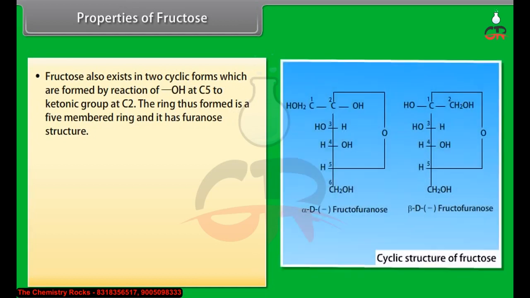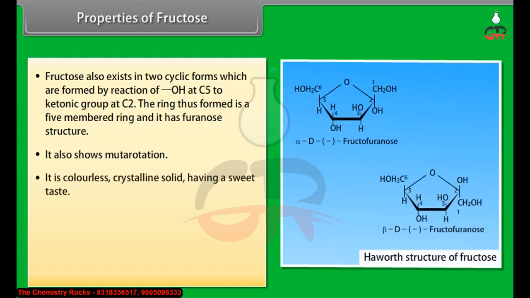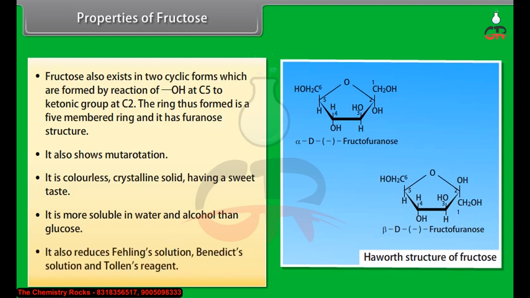It also exists in two cyclic forms, which are formed by reaction of the OH at C5 with the ketonic group at C2. The ring thus formed is a 5-membered ring and it has furanose structure. It also shows mutarotation. It is a colorless, crystalline solid with a sweet taste. It is more soluble in water and alcohol than glucose. It also reduces Fehling's solution, Benedict's solution, and Tollens reagent.